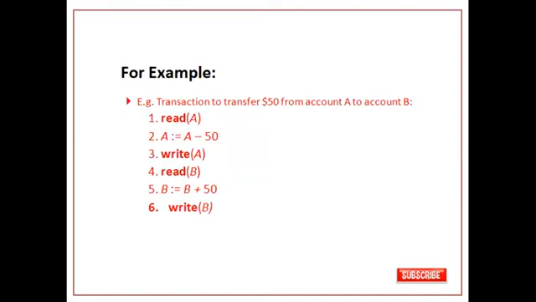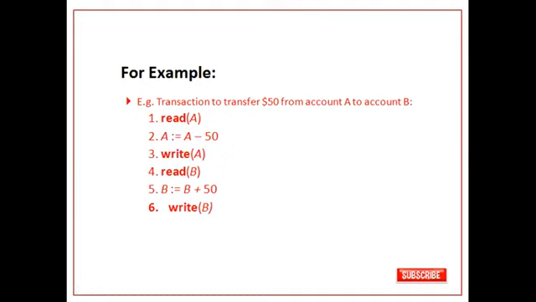For example, a transaction to transfer $50 from account A to account B. Obviously, if you want to transfer the amount, you have to follow these 6 steps. If you complete these steps, then only $50 is transferred from account A to account B. That is: read A, A = A minus 50, write A, read B, B = B plus 50, write B. As I discussed earlier in my previous video, if you miss one step among these 6 steps, your amount is not going to transfer into account B.